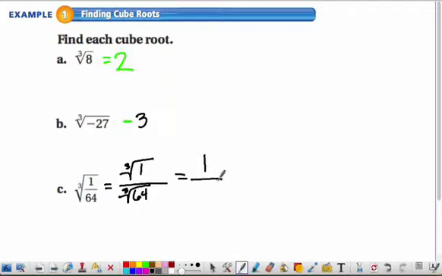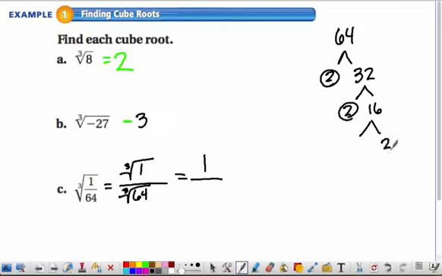So when I'm looking at 64, I come over here to do my prime factorization, and I know that 2 times 32 gives me 64. And I know to get 32, I can do 2 times 16. And I know to get 16, I can do 2 times 8. And the factors for 8 are 4 and 2. And the factors for 4 are 2 and 2.